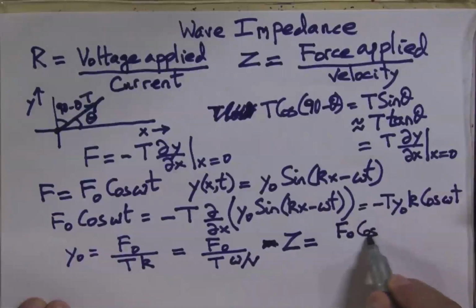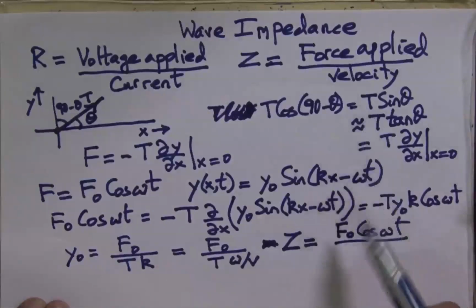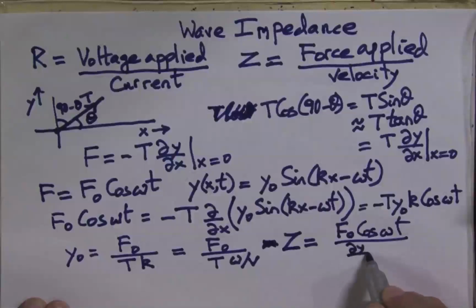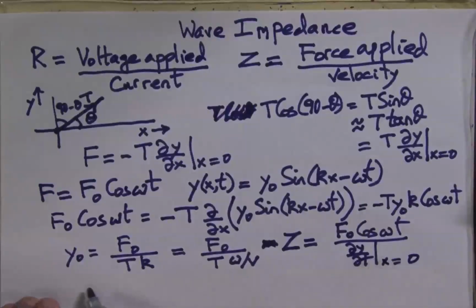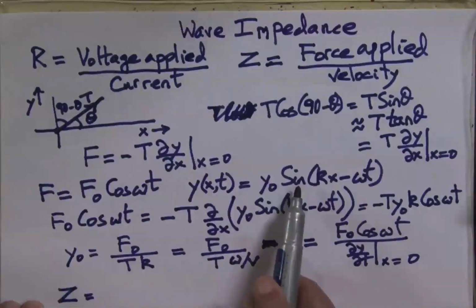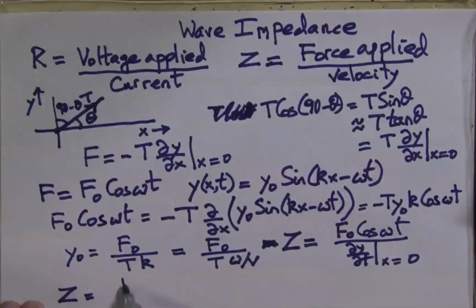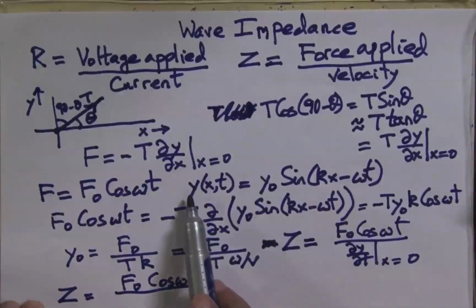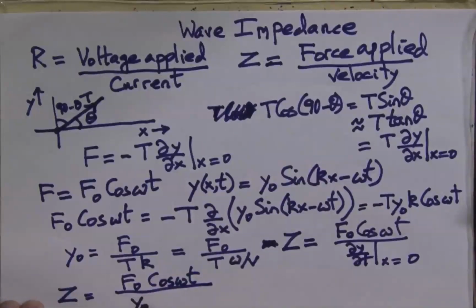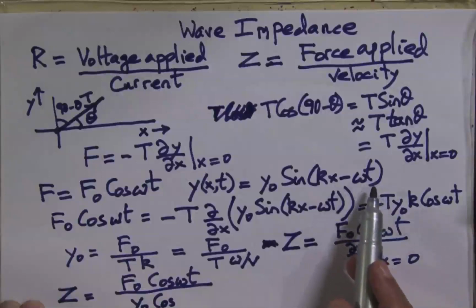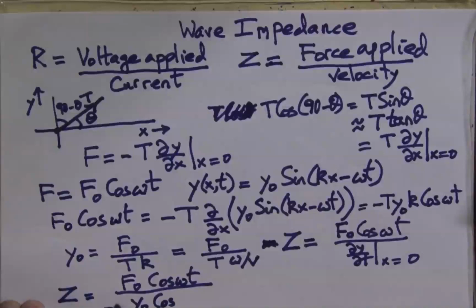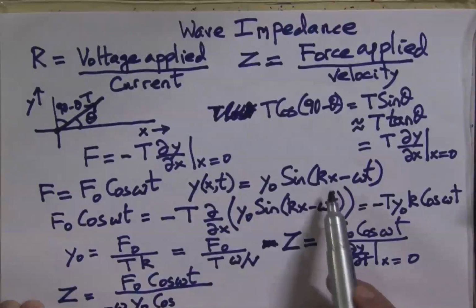So that velocity is y dot. In other words, it is dy by dt at x equal to 0. And let's now put this in. So Z is, if I take dy by dt, let's see what Z is coming out to be. This is F naught cosine omega t divided by, now if I take dy by dt, that gives me y naught. If I differentiate this, cosine of kx minus omega t. Now I've differentiated, and so I've got minus omega out over here. And when I put x equal to 0, I'm simply going to get cosine of omega t.